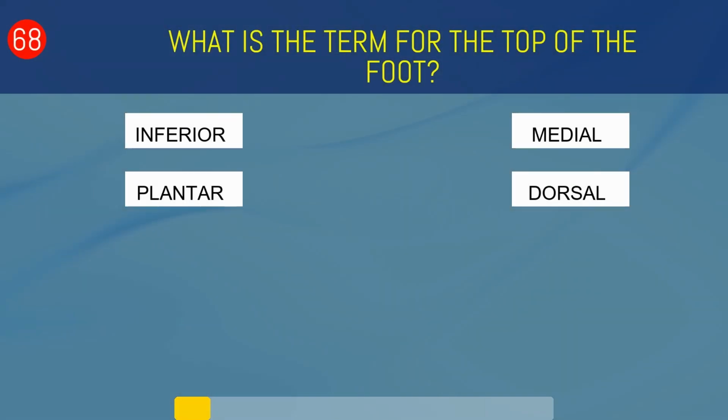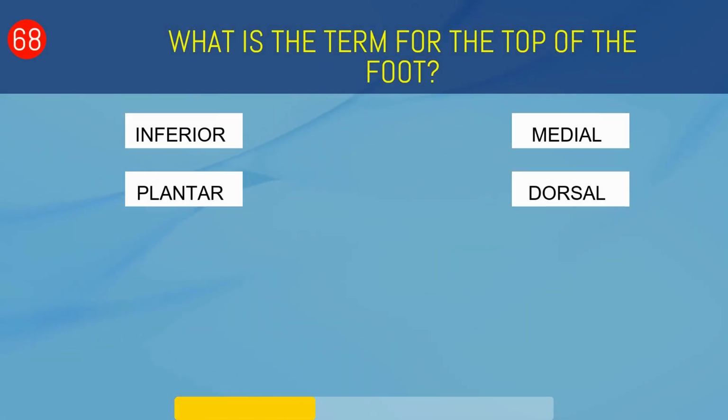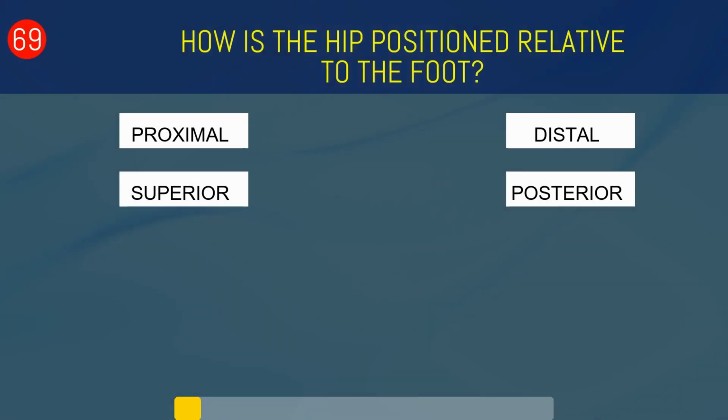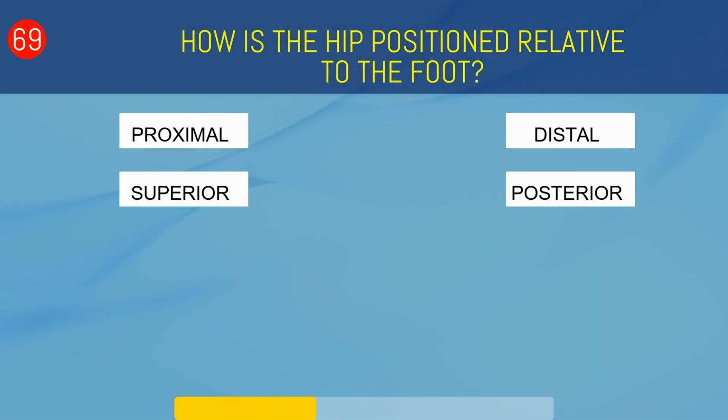Posterior. What is the term for the top of the foot? Inferior, plantar, medial, or dorsal? Dorsal. How is the hip positioned relative to the foot? Proximal, superior, distal, or posterior?